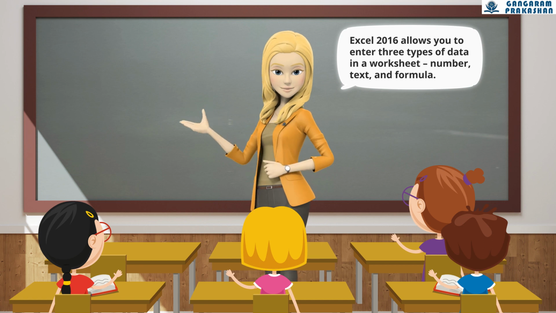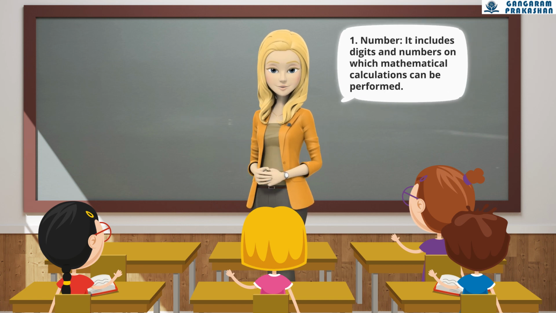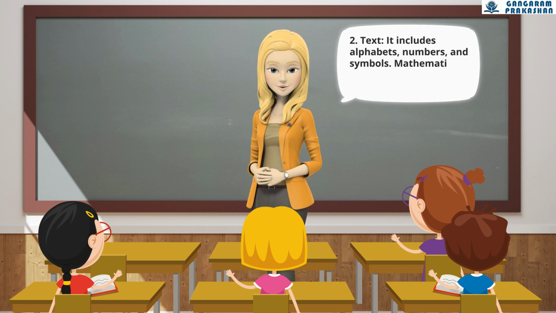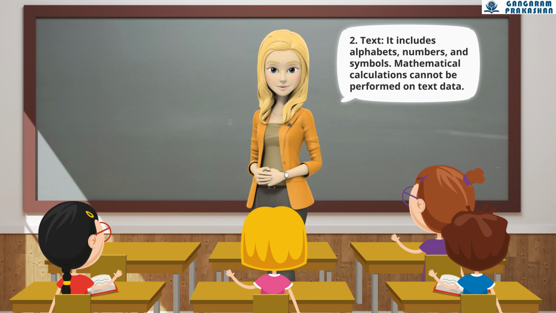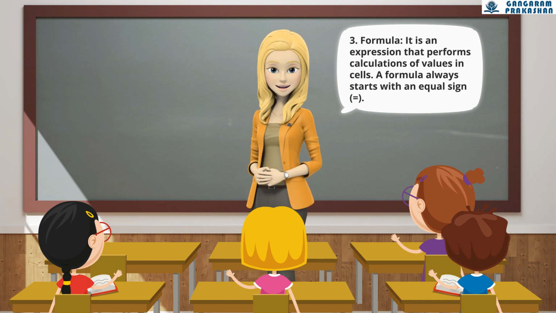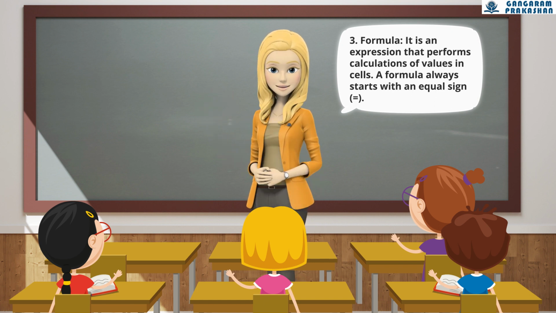number, text, and formula. 1. Number. It includes digits and numbers on which mathematical calculations can be performed. 2. Text. It includes alphabets, numbers, and symbols. Mathematical calculations cannot be performed on text data. 3. Formula. It is an expression that performs calculations of values in cells. A formula always starts with an equal sign.